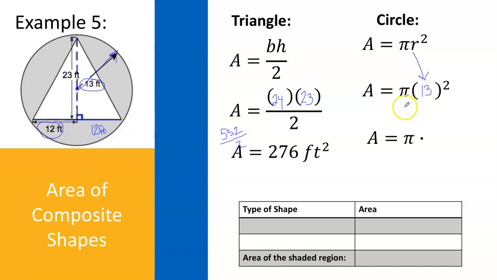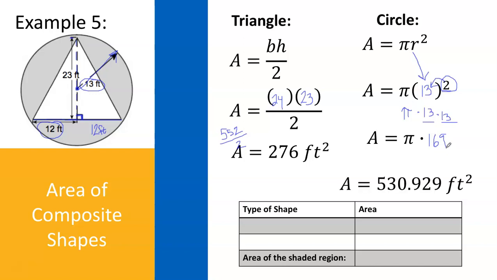Next, I'm going to record pi times 13 times 13 because a power of 2 tells you how many times to record the base. So I was supposed to record the base twice, that 13 two times. 13 times 13 gives you 169. Now I'm going to use my calculator and type in pi times 169, and that gives me 530.9291585, etc. And I rounded to the nearest thousandths place, so I didn't have to keep writing all of those decimal places.